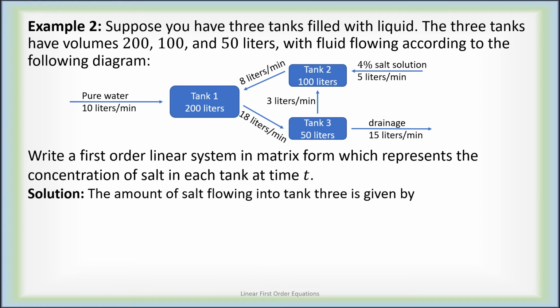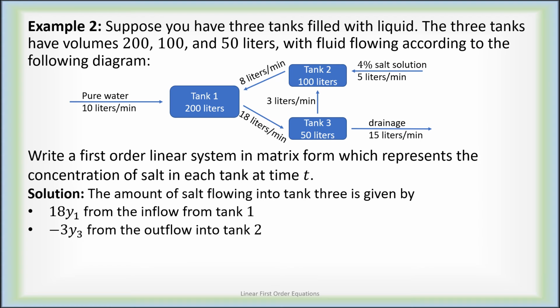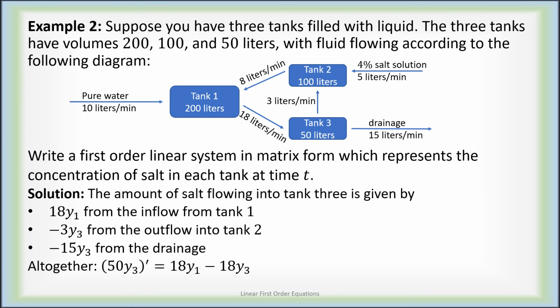Finally, how does the amount of salt in tank 3 change? It is gaining 18 liters at concentration Y1 from tank 1. It is losing 3 units at concentration Y3 by flowing into tank 2, but it is also losing 15 units at concentration Y3 by draining out. So altogether, the amount of salt in tank 3, 50Y3 prime, is given by 18Y1 flowing in minus the 18Y3 flowing out.